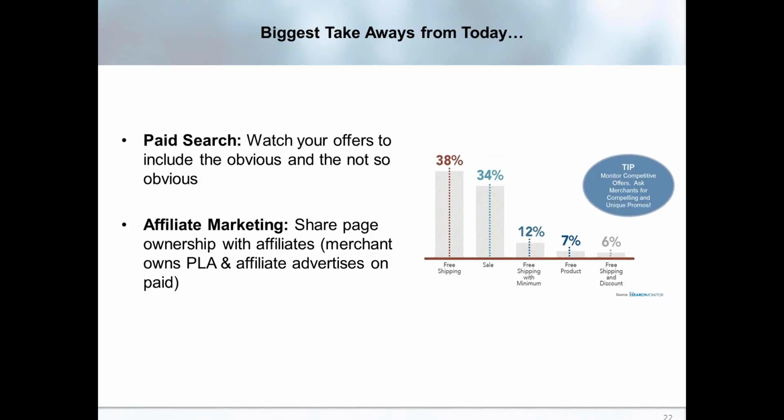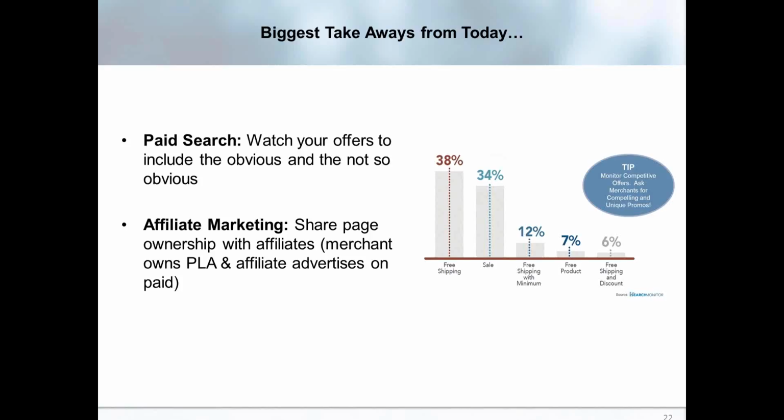Just reiterating what we just talked about on paid search. The main two takeaways, if you remember anything, is watch your offers to include the obvious and the not so obvious. So that was the first thing we talked about, and we noticed before that free shipping was on 38% of all paid ads in the retail space, but free shipping with some sort of discount was only 6%. So that's an opportunity right there to have a better ad with a better offer that's more enticing than the competition. So you want to watch what other people are offering and then maybe change yours around.